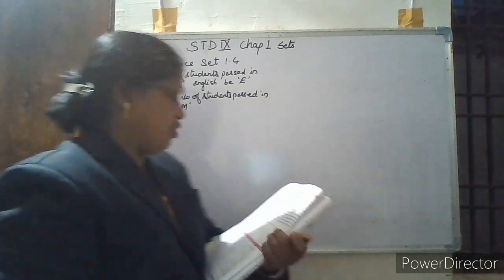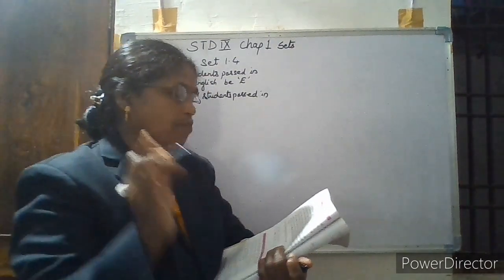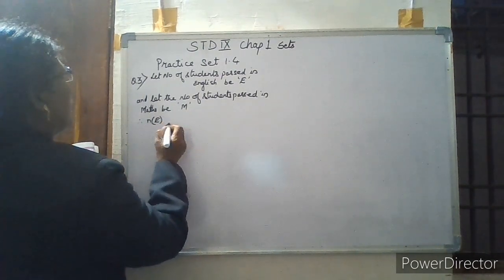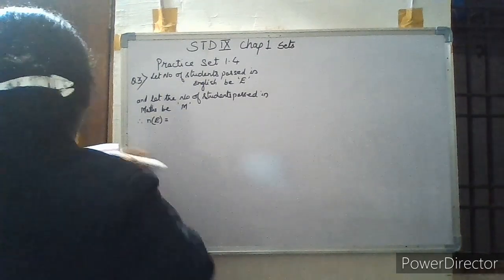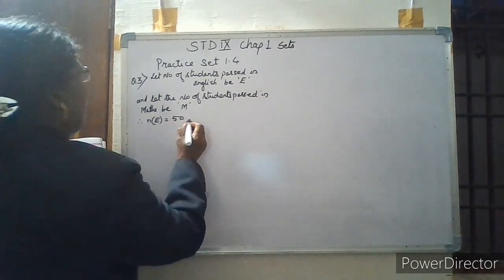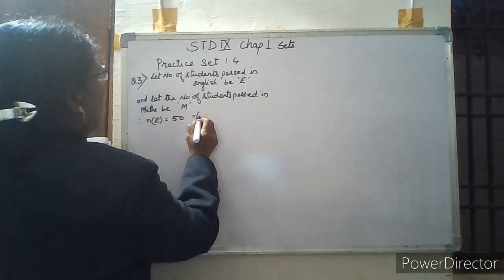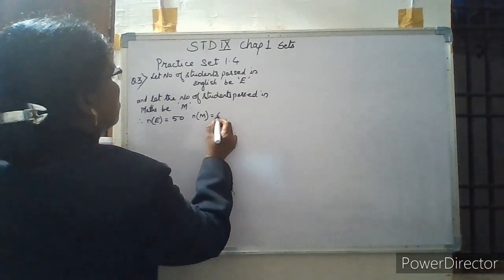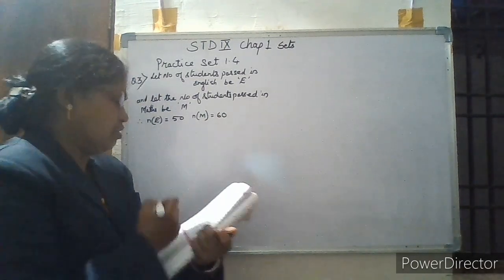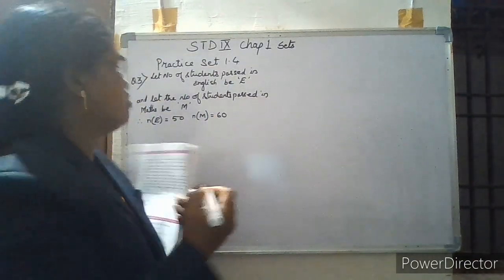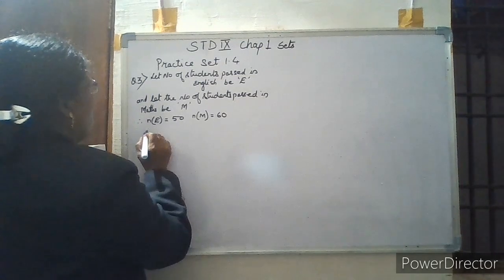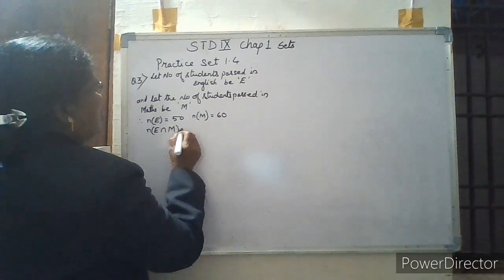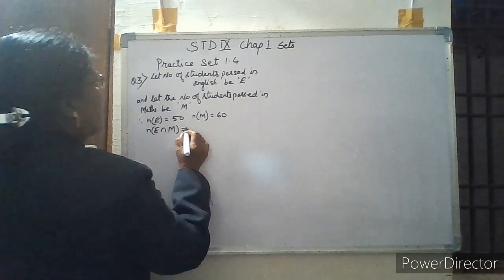So therefore, see, in a competitive exam, 50 students passed in English. Therefore, we have got number of students passed in English is equal to 50. Then number of students who passed in maths is equal to 60. 40 students passed in both. This tells you the intersection. So, number of students of English intersection maths passed in both is equal to 40 students.